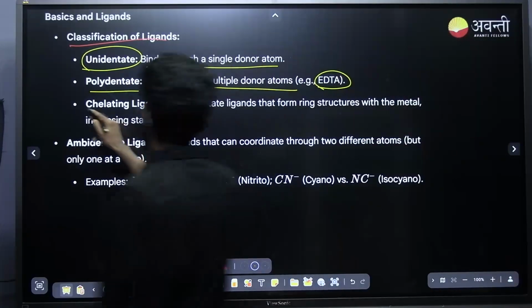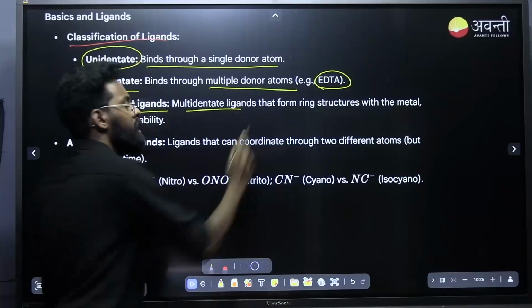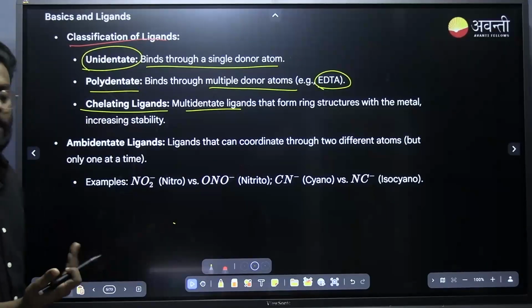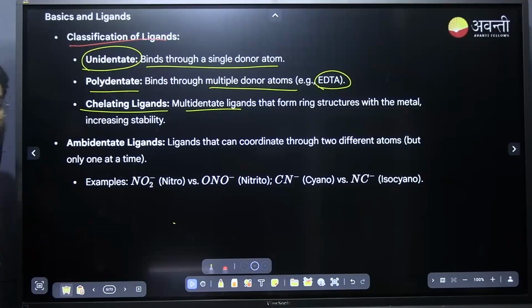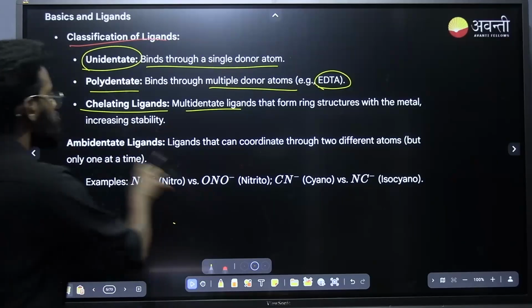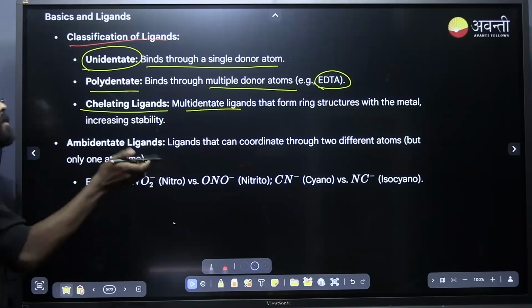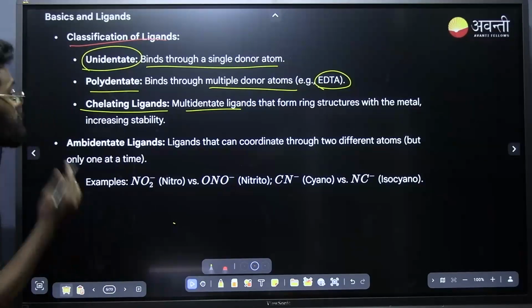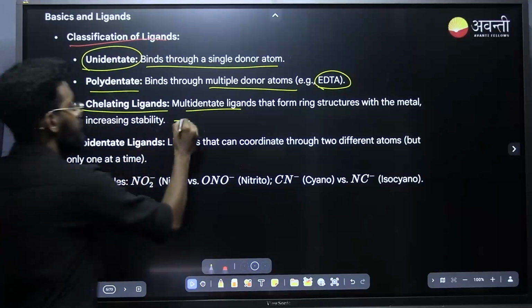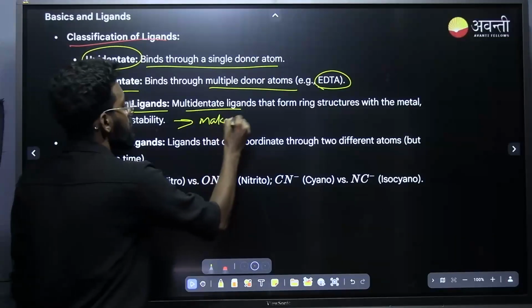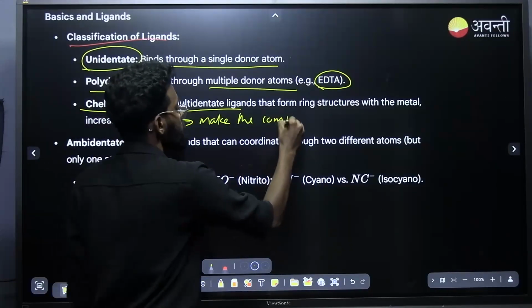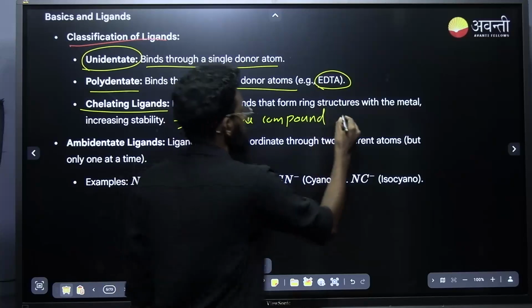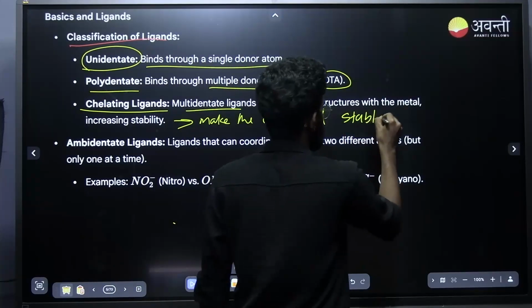Next one is chelating ligand. What is a chelating ligand? Chelating ligands are polydentate ligands in which they will be binding to the central metal atom and forming a 5-membered or 6-membered ring. And remember that chelating ligands make the compound exceptionally stable.